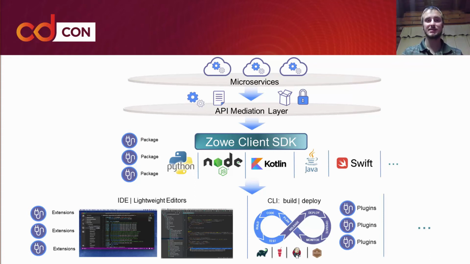On top of these SDKs, we also have integration with modern IDEs. We have extensions for Visual Studio Code, and we are just starting on an extension for IntelliJ. And then we also have a CLI, which is very useful for connecting other modern applications, modern development tooling with z/OS. And the CLI itself can be extended through plugins for various mainframe services.